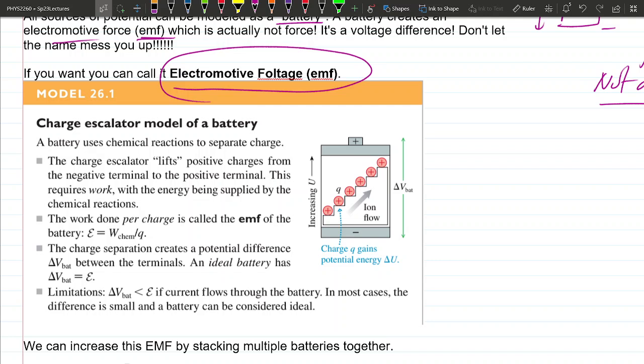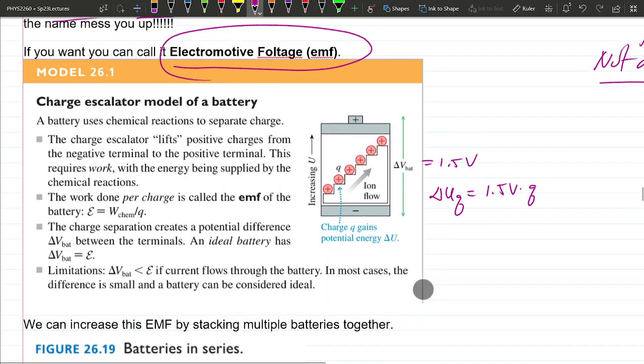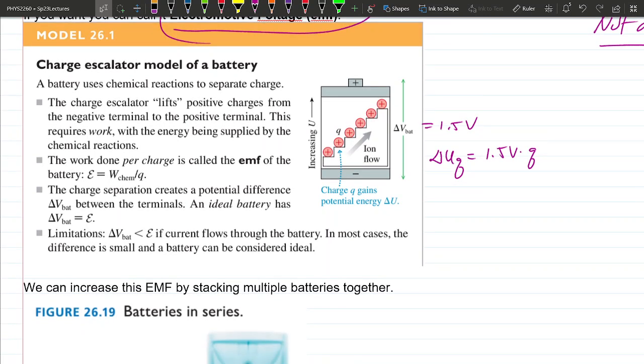Anyway, you can think about a battery as if you place a charge at the negative terminal, the battery is going to increase the potential energy of that particular charge until it gets to the positive terminal. So if this battery has a difference in potential of 1.5 volts, the change in potential energy for some charge Q is going to be this 1.5 volts times whatever that charge is. So you can model basically any battery as something that increases the potential energy of charges as they go through it.